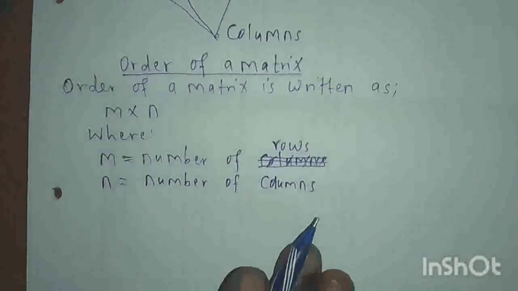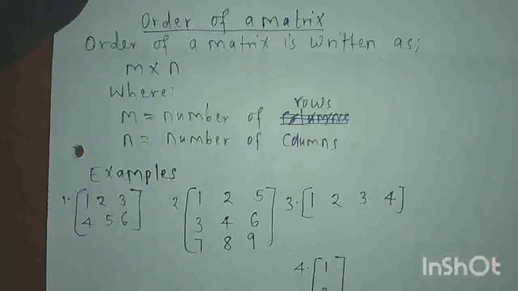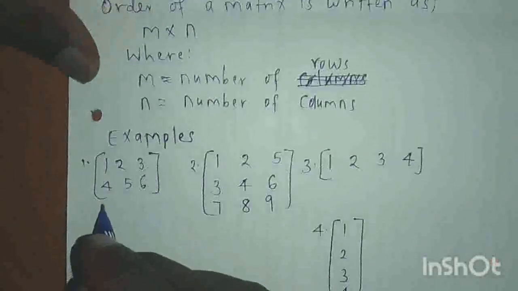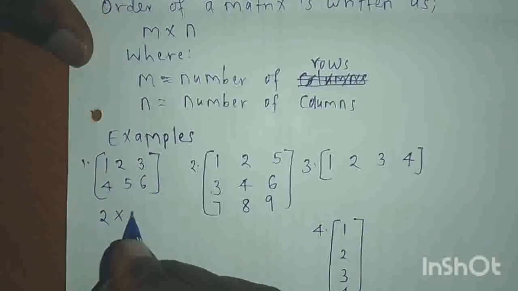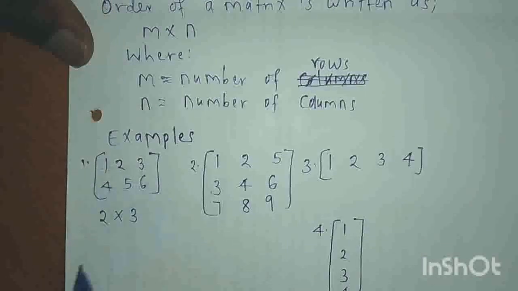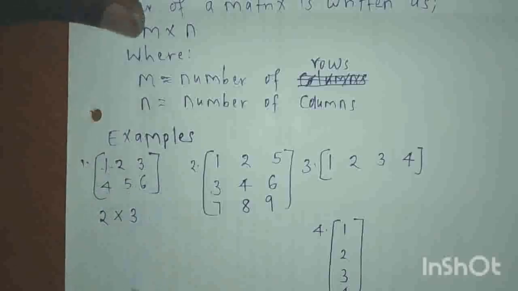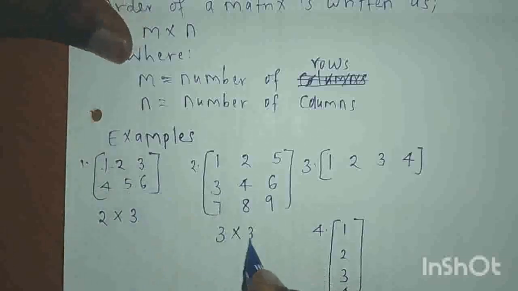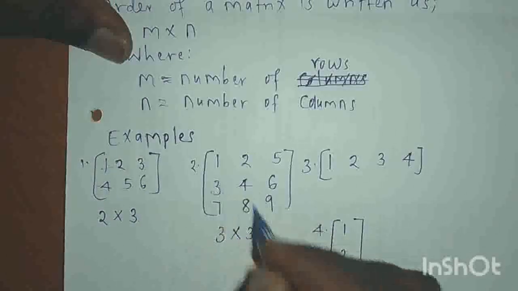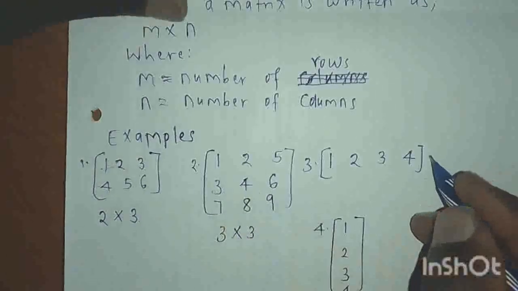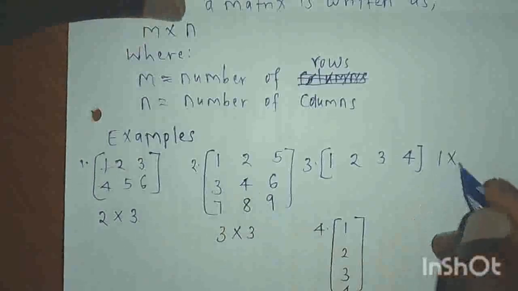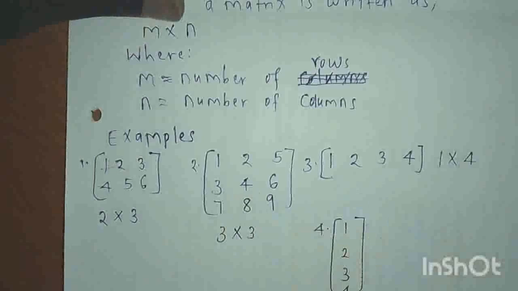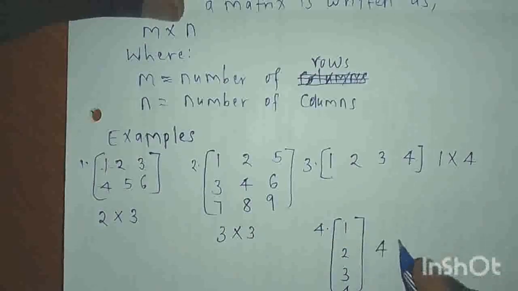So let us now look at some examples. In this first example, the order of this matrix is 2 by 3 because there are 2 rows and 3 columns. In the second example, the order of this matrix is 3 by 3. There are 3 rows and 3 columns. The order of this matrix is 1 by 4 because there is 1 row and 4 columns. This one is 4 by 1.